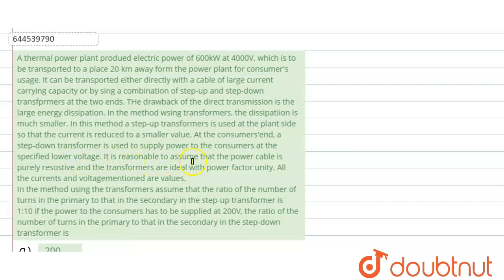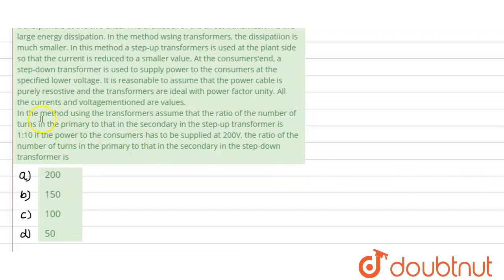Now it is reasonable to assume that the power cable is purely resistive and the transformers are ideal with power factor to be unity. Now in this question we have been asked that in this method, that means by using the transformers, assuming that the turns ratio of the number of turns in the primary to the secondary in the step-up transformer is 1:10. Now if the power to the consumer has to be supplied at 200 volts, that means this is the supply voltage, we need to find what is the ratio of the number of turns in the primary to the secondary in the step-down transformer.